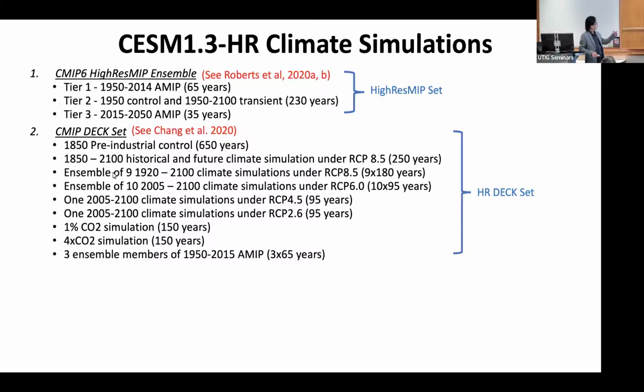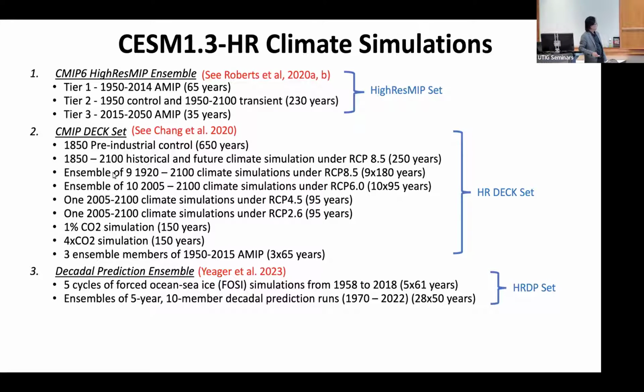In addition, we did 2 climate sensitivity experiments because we want to understand how the high resolution model's climate sensitivity differs from the low resolution model. So that's a very important thing to know. So we did 2: one transient climate sensitivity, the other the equilibrium climate sensitivity with quadrupling CO2, running each experiment for 150 years. And in addition, we ran 3 ensemble members of AMIP simulation from 1950 to 2015. So that's the entire set of the DECK sets we have completed so far.